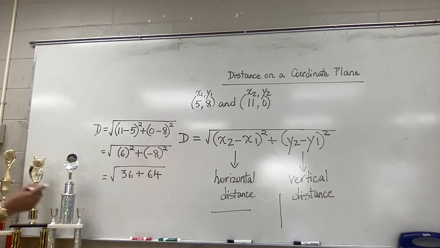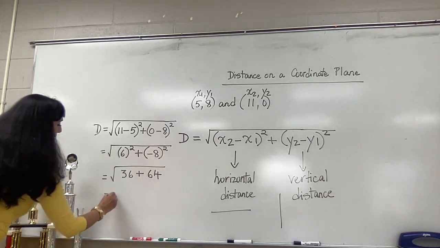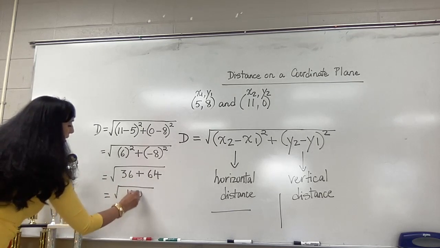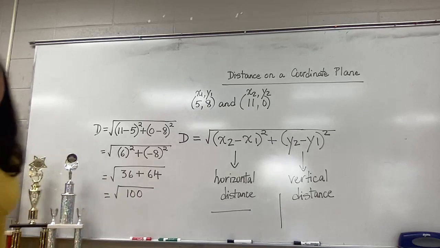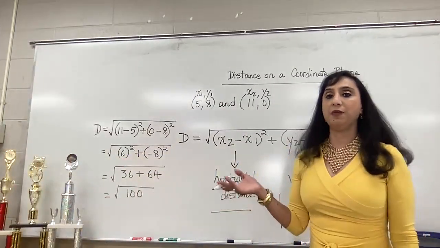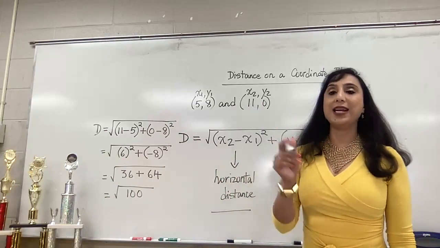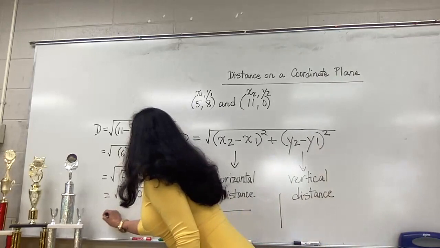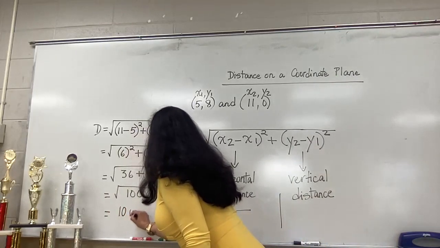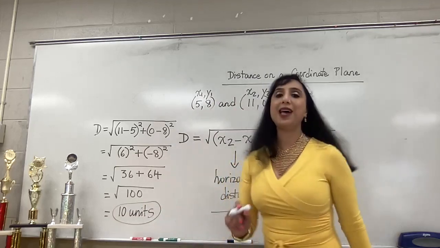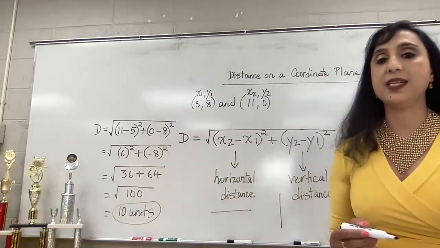Then 36 plus 64, I get the square root of 100. Therefore, what times itself is going to give me 100? That's what square root means. I know that 10 times 10 gives me 100. So my distance between these points is 10 units. And that's how we calculate distance.